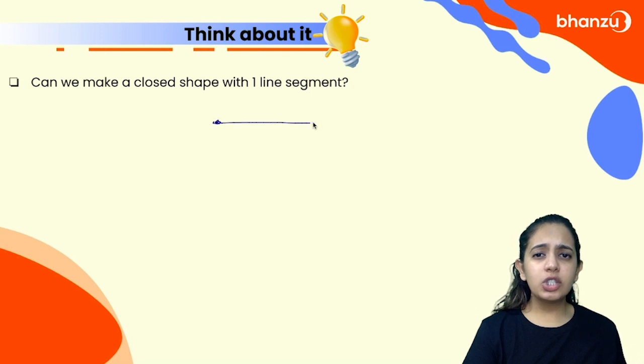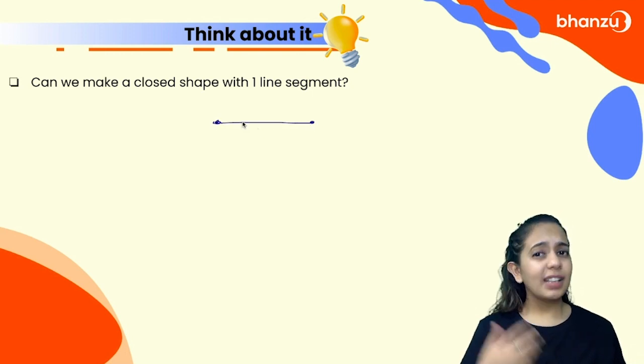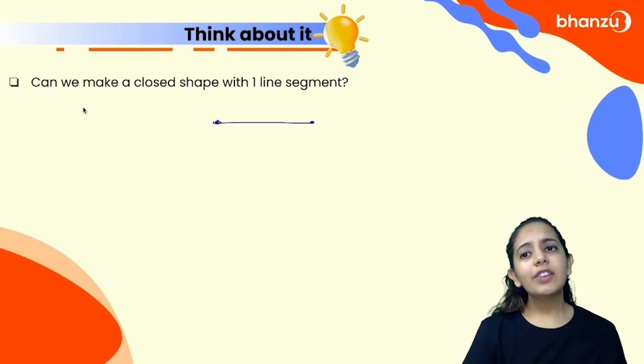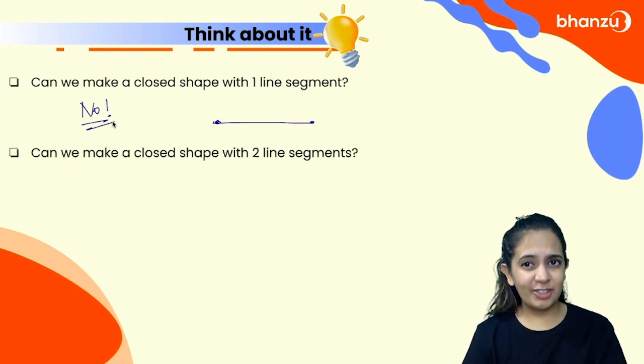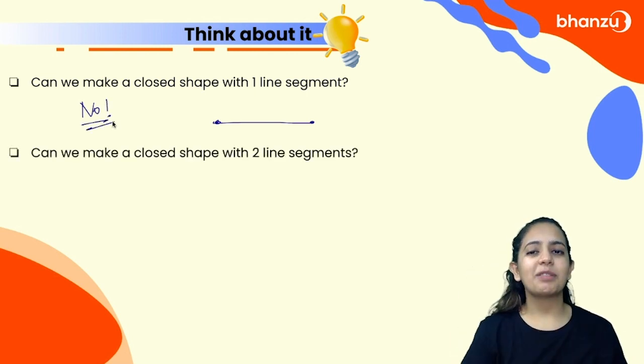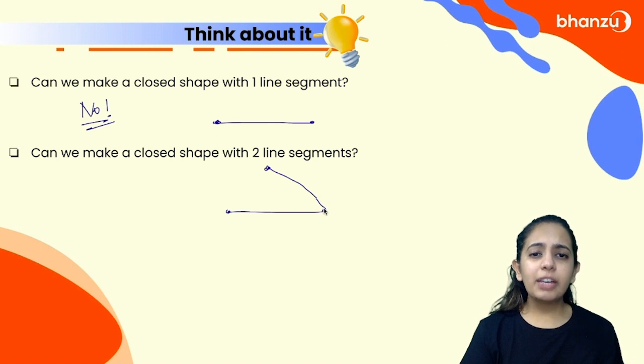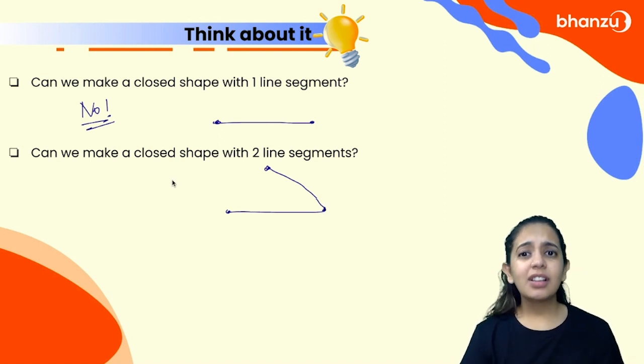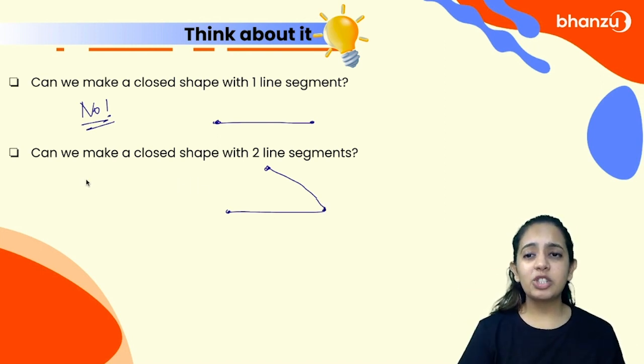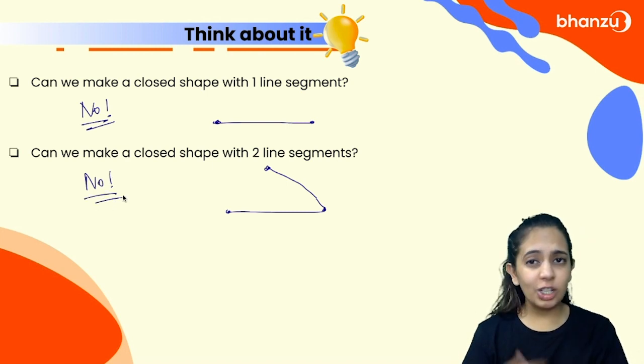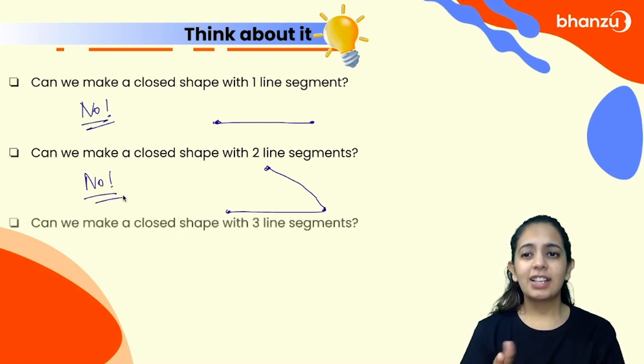If you just draw one line segment, is it a closed shape? You will say, no ma'am, with just one line segment, we cannot make a closed shape. How about two line segments? If you have two line segments, let's say this is 1 and this is 2, can you make a closed shape with two line segments? It's still looking like an open shape. So the answer is no. We cannot make a closed shape with two line segments in fact.